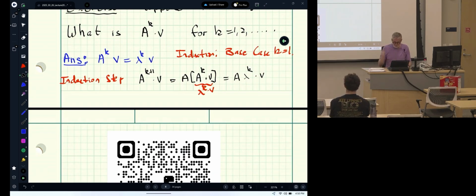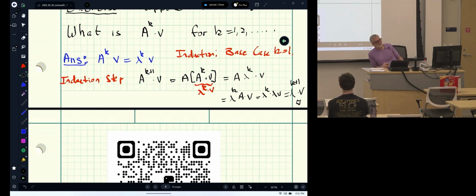Lambda is just a constant. So this is lambda to the k A times v. Now it's lambda to the k times lambda v. And that's the result, lambda to the k plus 1 times v. Too easy, huh? No wonder you guys couldn't do it. You just had to multiply.